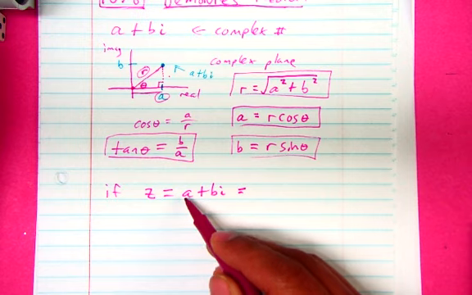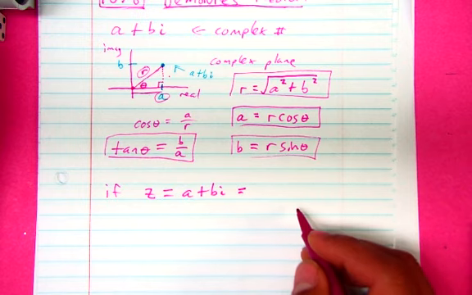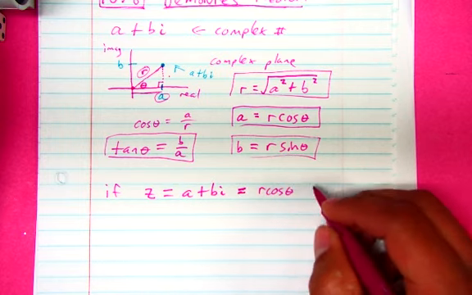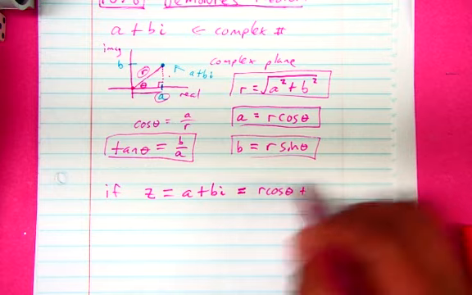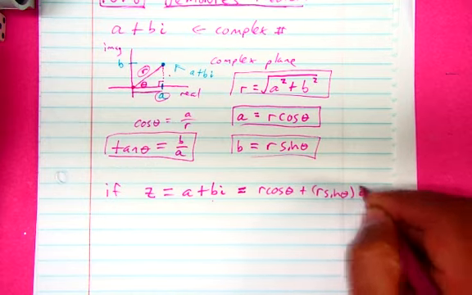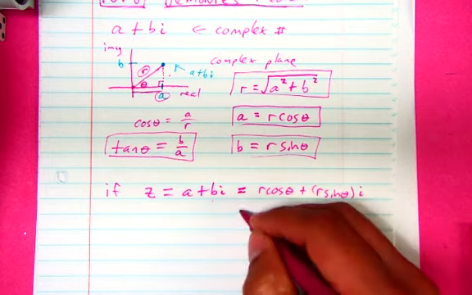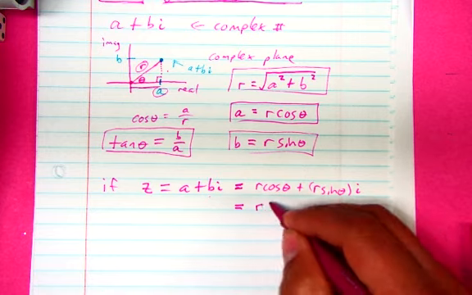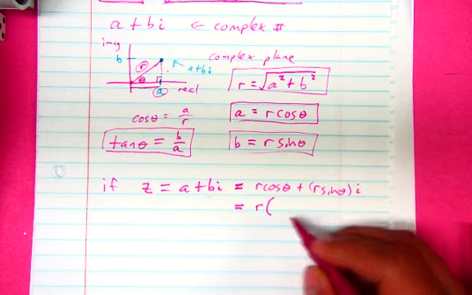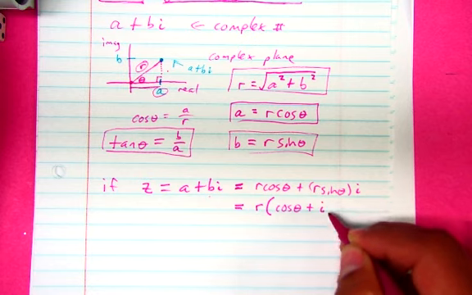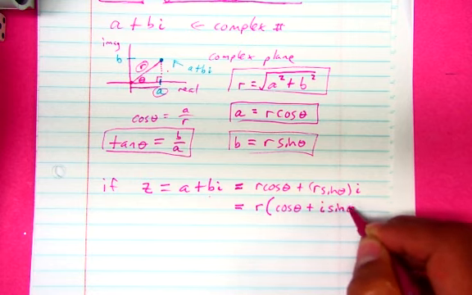Instead of a, how else could I write that? R cosine theta plus, what's b? R sine theta times i. And just so you guys get used to the format, if I factor out an r, what would be left? Cosine theta plus sine theta times i. Usually what we'll do is write the i first. So i sine theta.